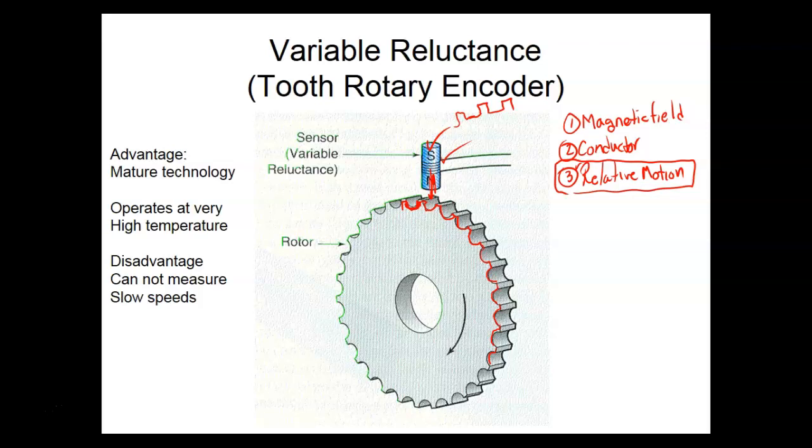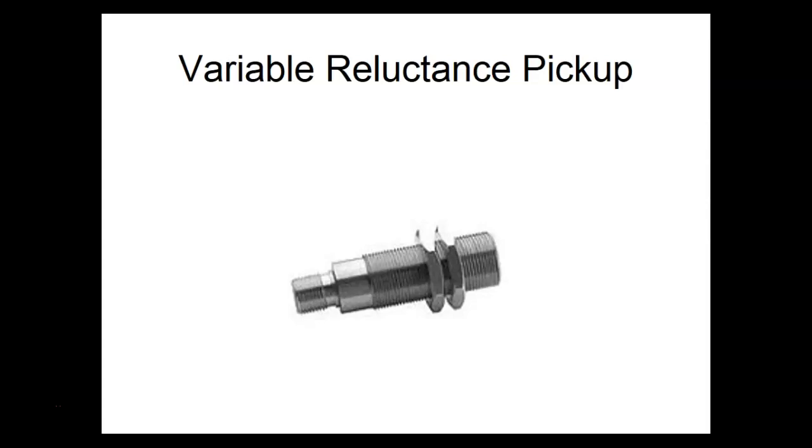So this is the problem we have, because it depends on relative motion. If the teeth don't move around fast enough, they don't create enough relative motion to get a high enough pulse out of it so we can actually detect it. So that's the only disadvantage to this. Are we okay? Does this make sense? Yes, sir. Okay, so this is basically variable reluctance.